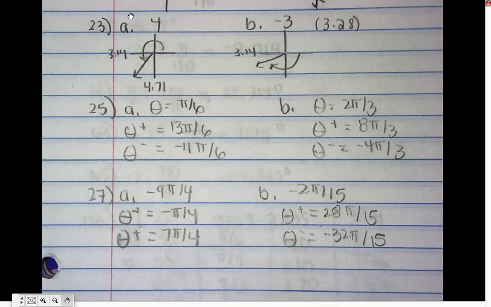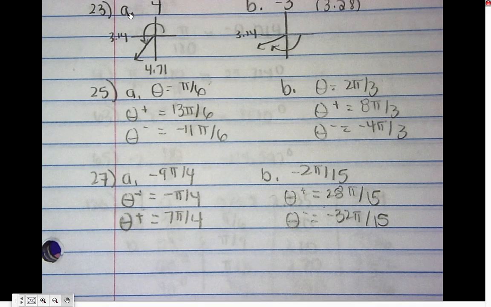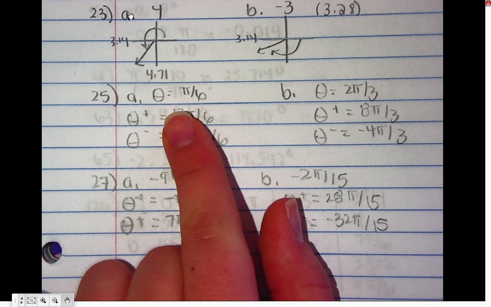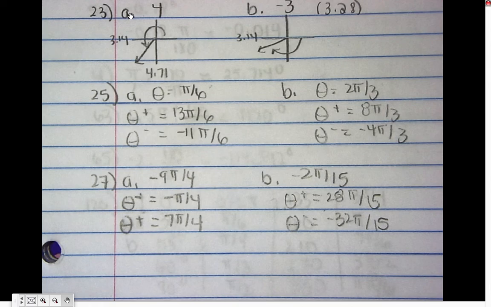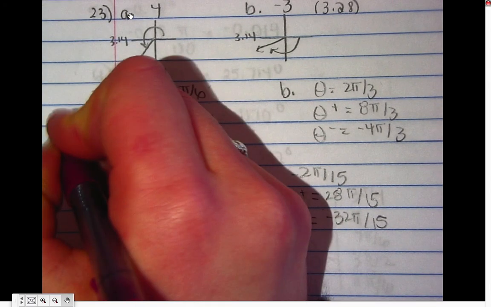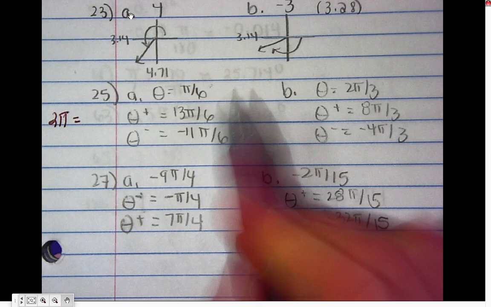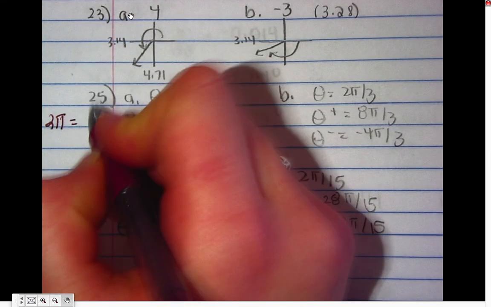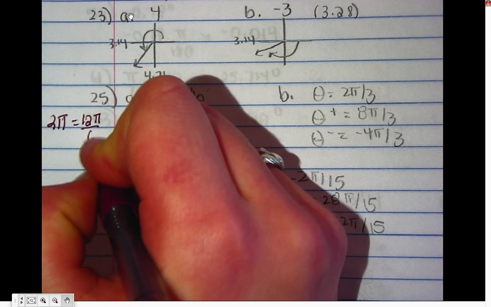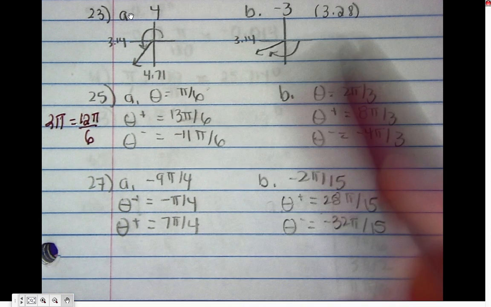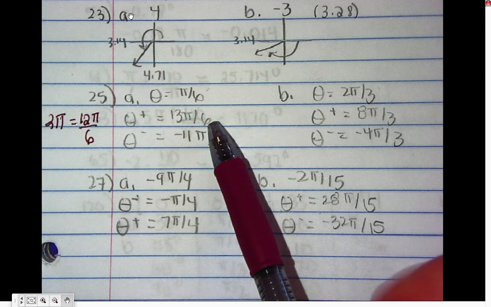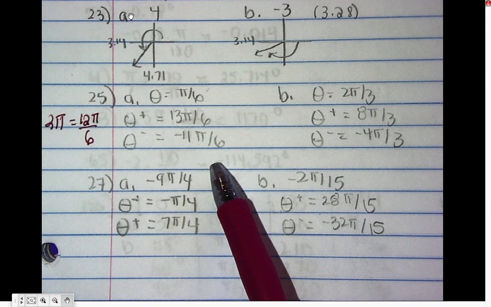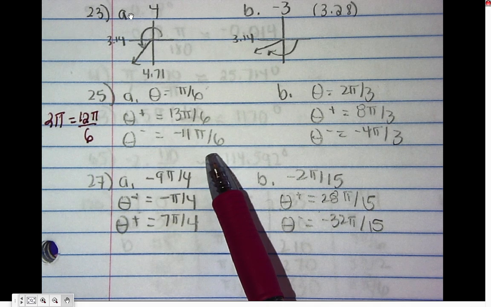For 25, you're asked to find positive and negative coterminal angles. So for 25, if we're given pi over 6, I can add and subtract 2 pi. If you need to do this on the side, 2 pi, since I'm given 6 as my denominator, is the same thing as 12 pi over 6. So pi over 6, when you add 12 pi over 6, you get 13 pi over 6. That's another positive coterminal angle. And when you subtract 12 pi over 6, we get negative 11 pi over 6.